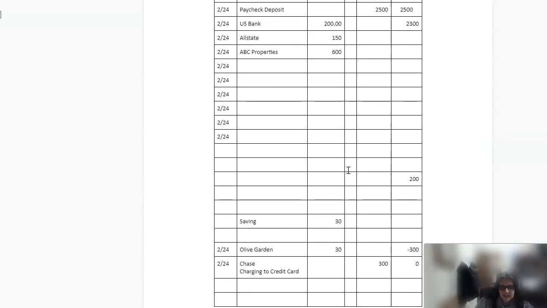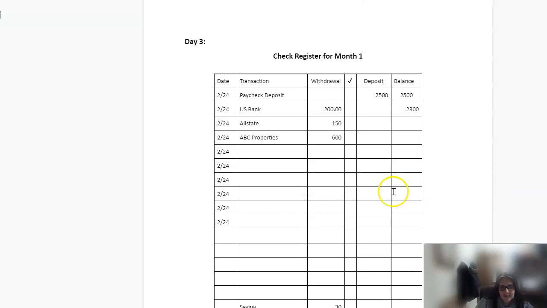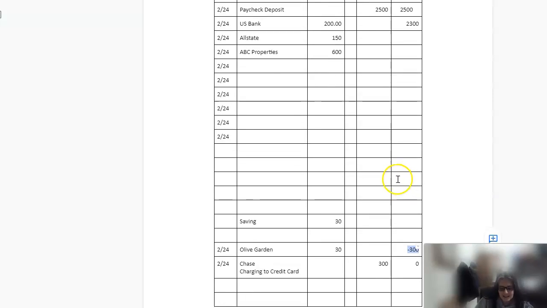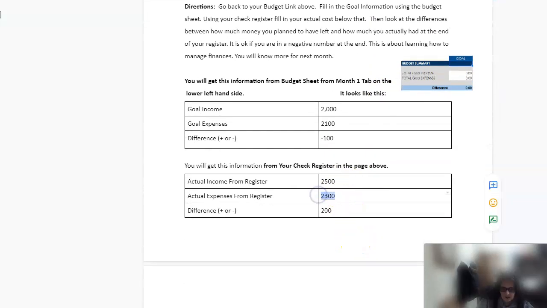So on here, though, if we're saying what I actually ended up with was 300 in the negative, what I do for expenses is take that 2,500 and actually add the $300 to that, and then that's my expenses. So for this, my expenses would be 2,800.